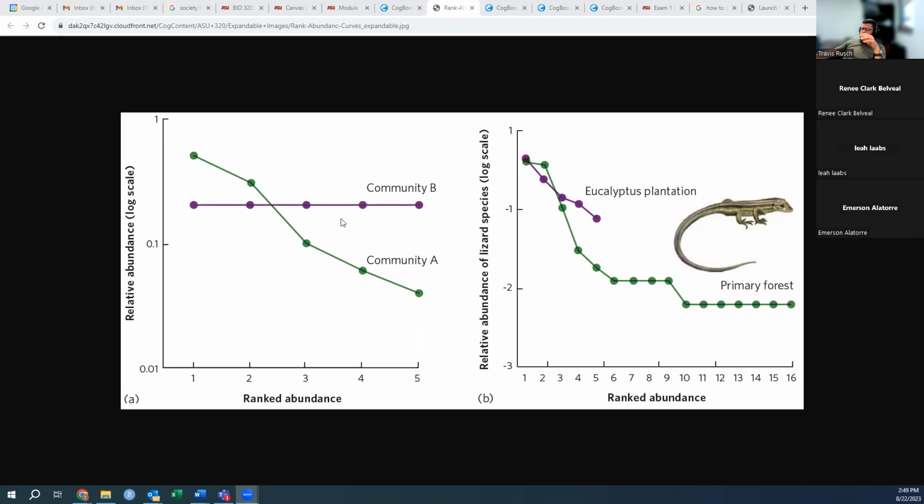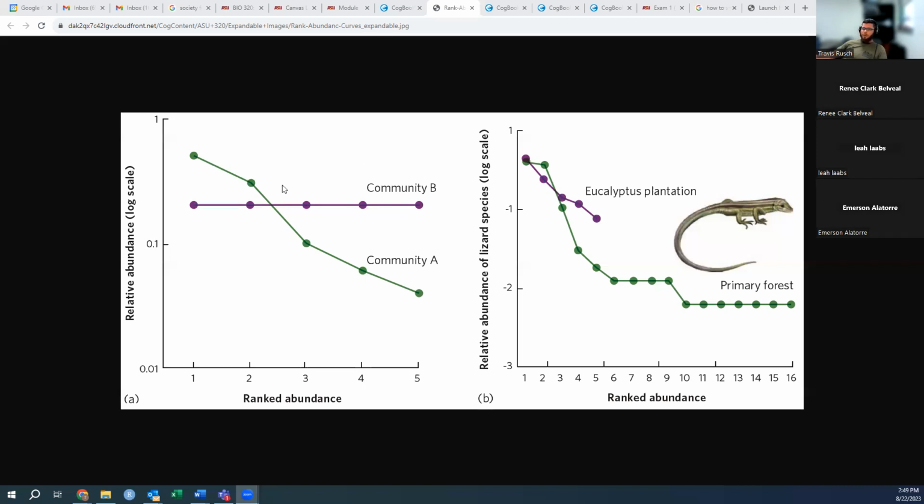But I don't know if we fully answered it. If we look at community A and community B for richness, which one has the greatest richness? Are they the same? Exactly. Why are they the same? Because they have the same number of different species, their relative abundance is just different. Exactly, right? They each have 5 dots, and those dots all represent a different species. So their richness is the same, but they have different evenness because they have different slopes.